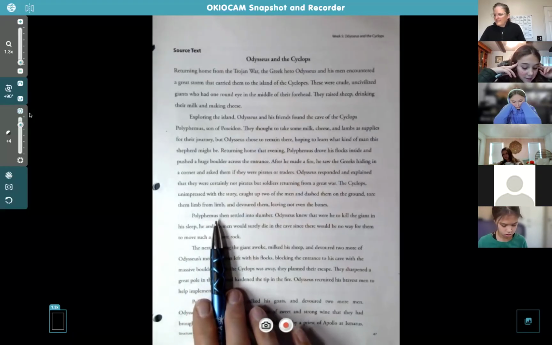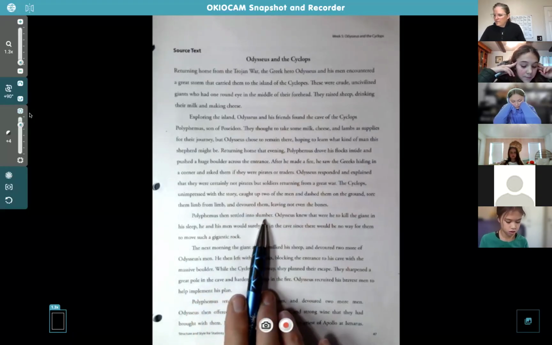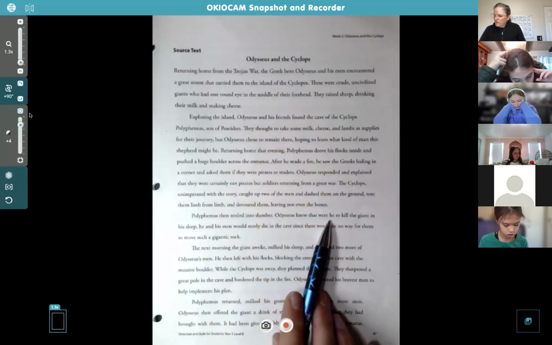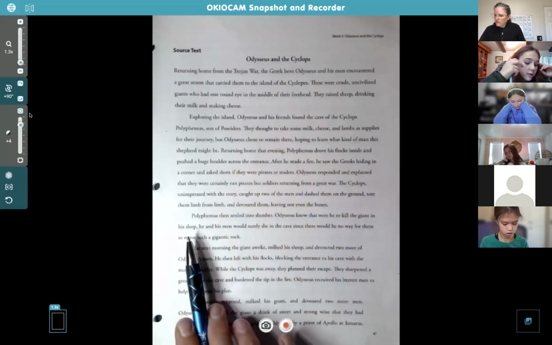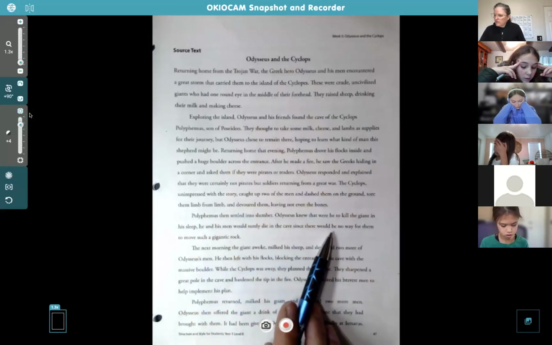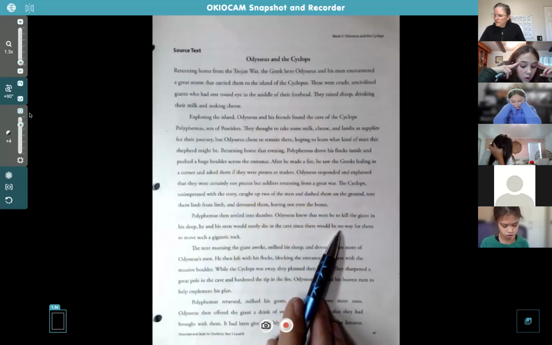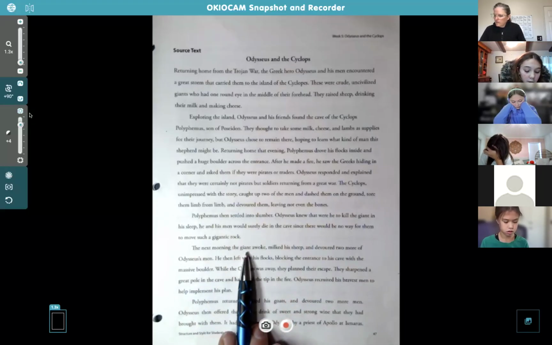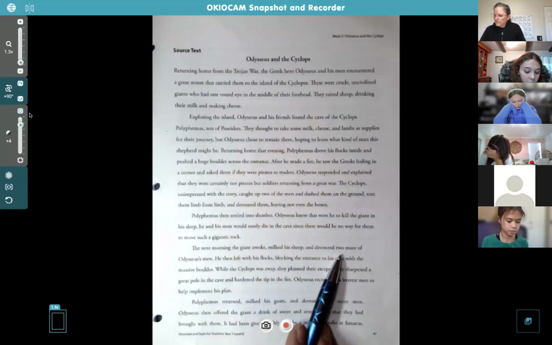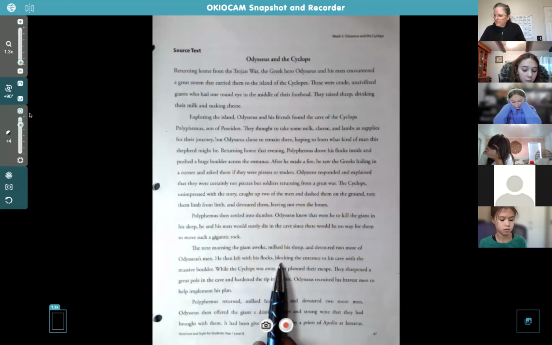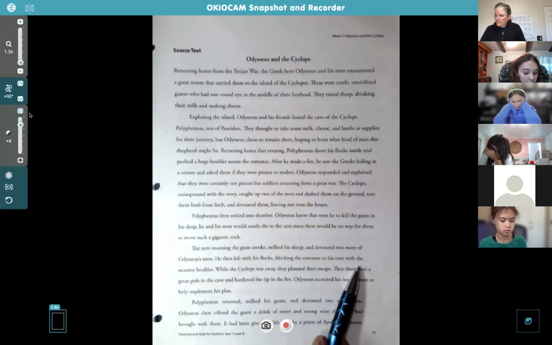Polyphemus settled into slumber. Odysseus knew that were he to kill the giant in his sleep, he and his men would surely die in the cave, since there would be no way for them to move such a gigantic rock. The next morning the giant awoke, milked his sheep, and devoured two more of Odysseus' men. He then left with his flock, blocking the entrance to his cave with the massive boulder.